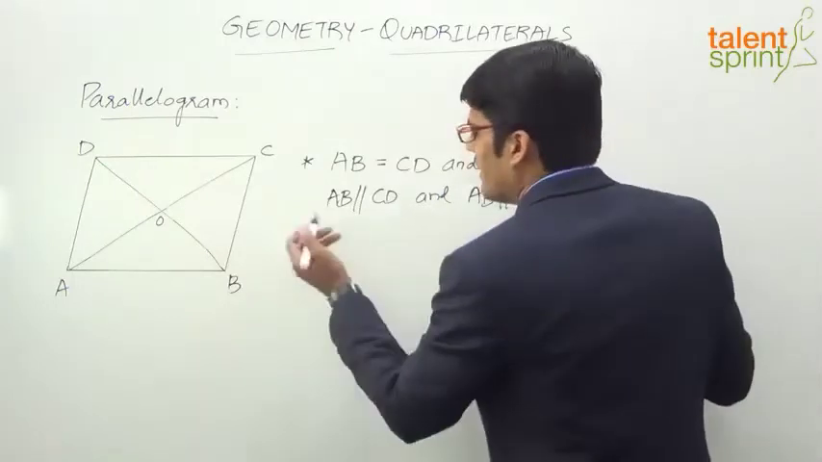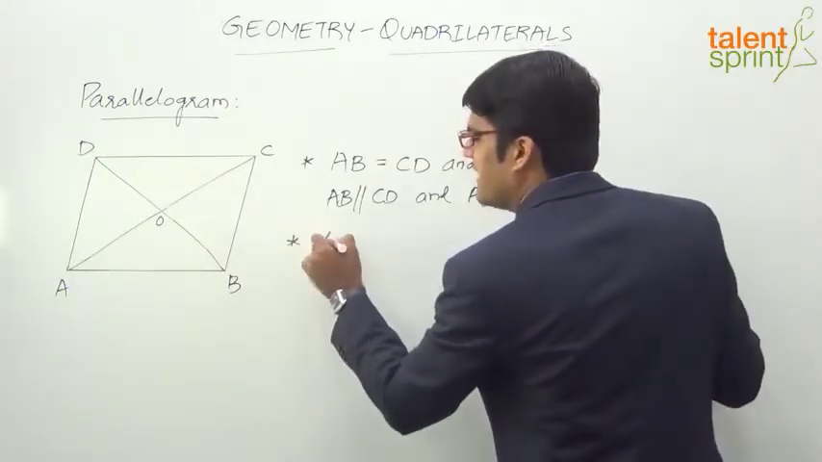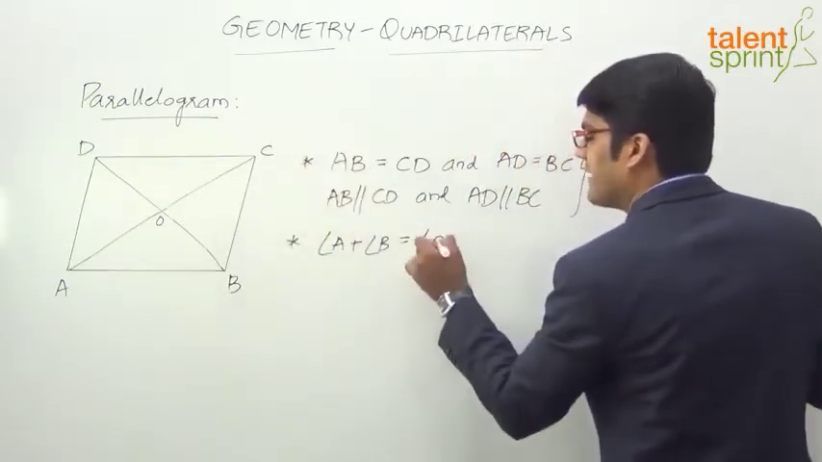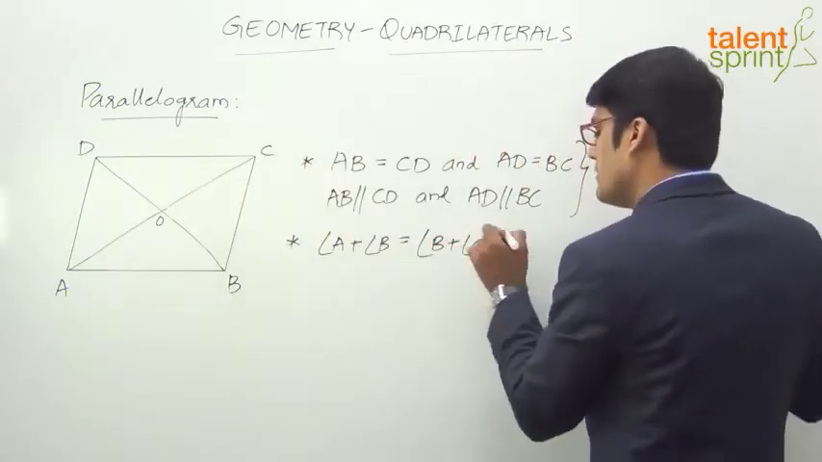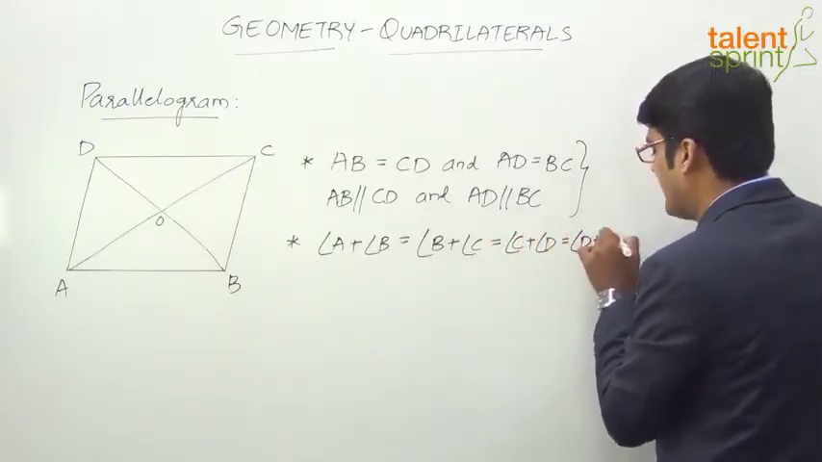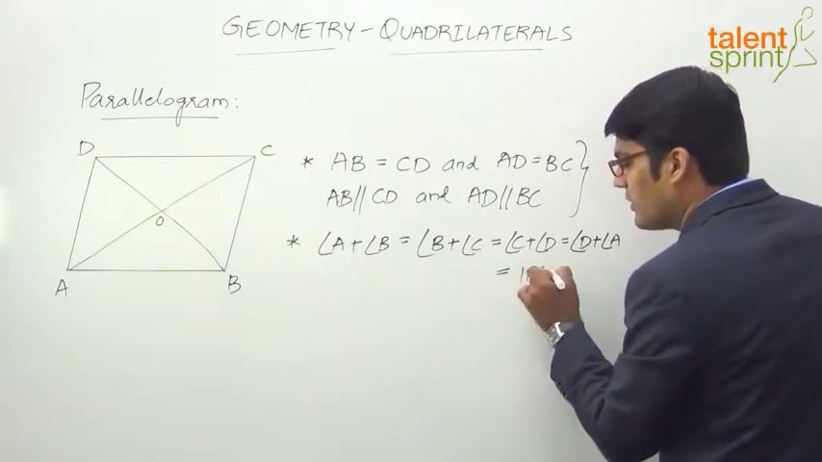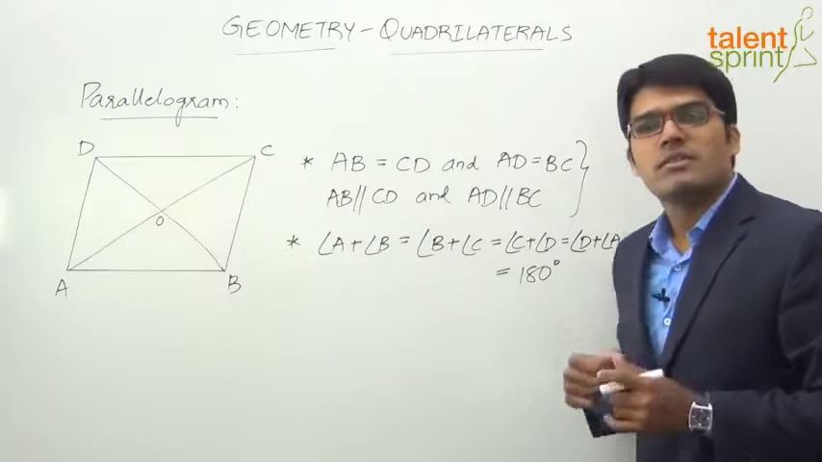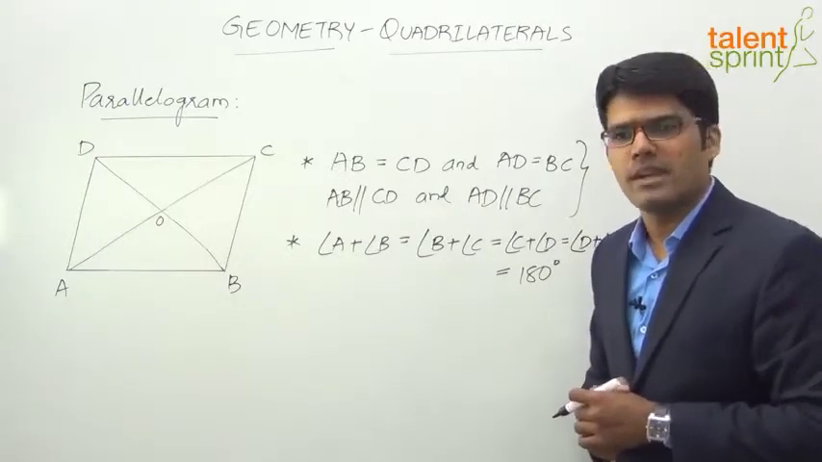So how do we represent that? We can say angle A plus angle B will be equal to angle B plus angle C. Angle B plus angle C will be equal to angle C plus angle D, and this will be equal to angle D plus angle A, and all these are equal to 180 degrees. So all these are adjacent angles, and the sum of the adjacent angles is always 180 degrees. Alright, this is very basic.